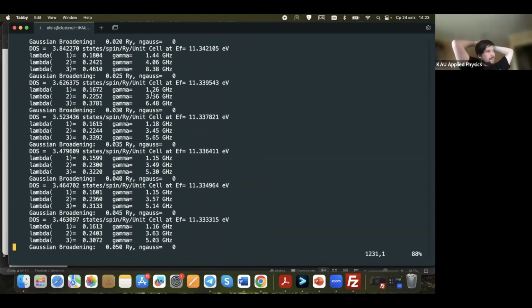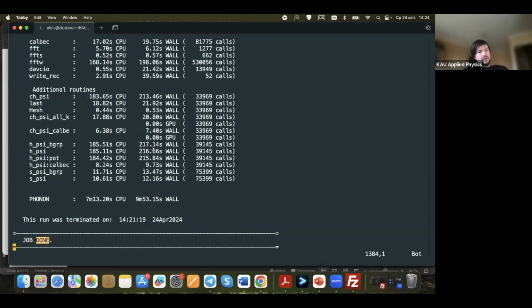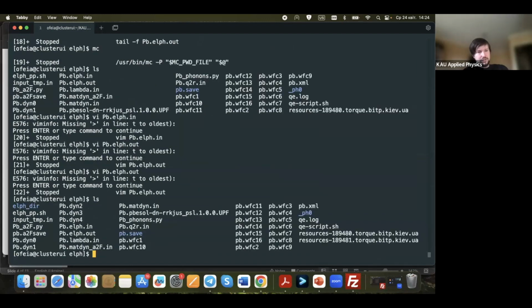This is the thing with broadening, because we don't know which broadening we should use. We don't know it from the start. That's why we use a number of these broadening parameters to see at which point it will converge. It converges maybe at this point, 0.02 Rydberg or 0.025, because then it decays very, very slowly. Okay, I hope that all of us get the same result.